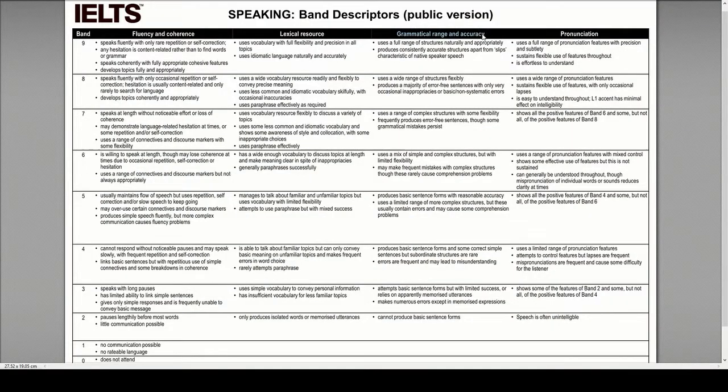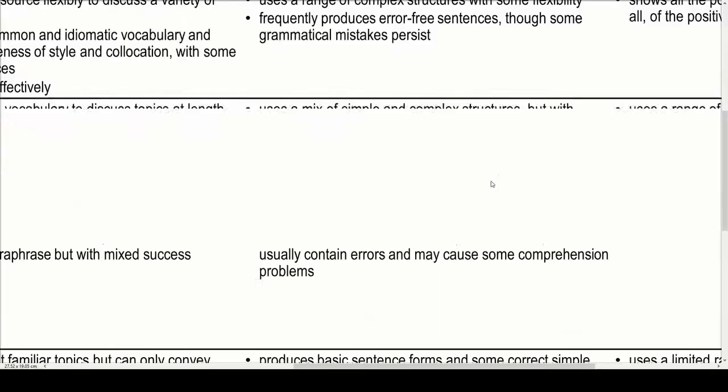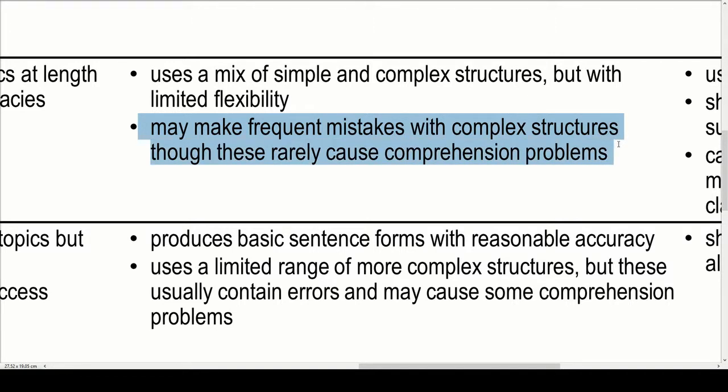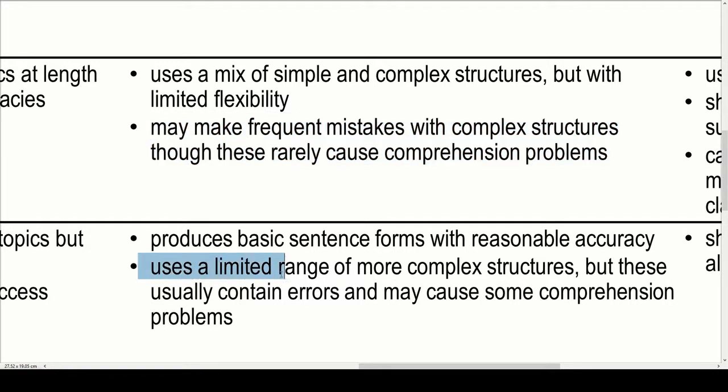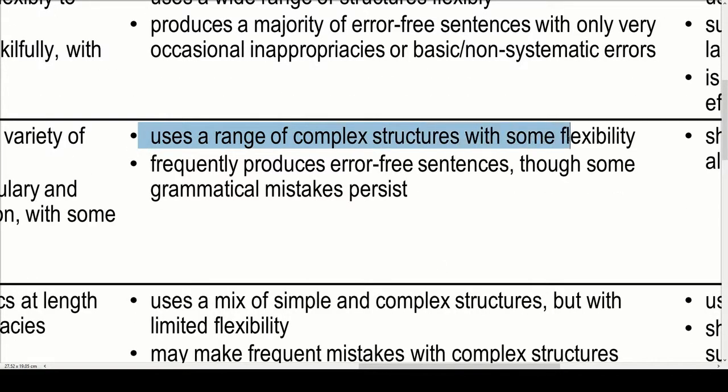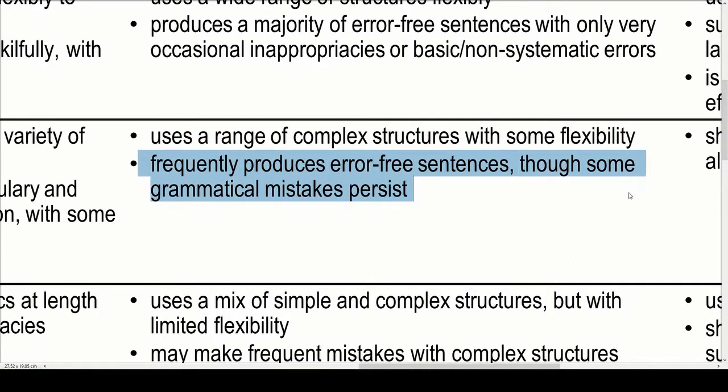So if you have a look at the band descriptors, you'll see that to score a 6, you use a variety of complex and simple sentences, but with frequent mistakes, mostly in complex sentences. However, the mistakes do not cause problems for the listener. If they cause enough problems, your grammar score will drop to a 5. To score a 7, you need to use a variety of complex sentences and frequently use them correctly, just like I've demonstrated. By the way, this also applies to the writing test.